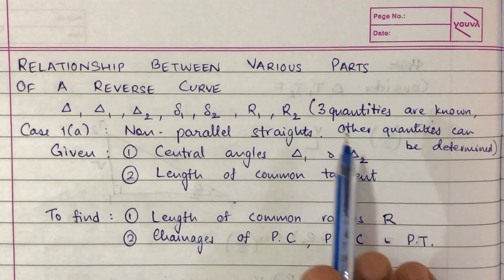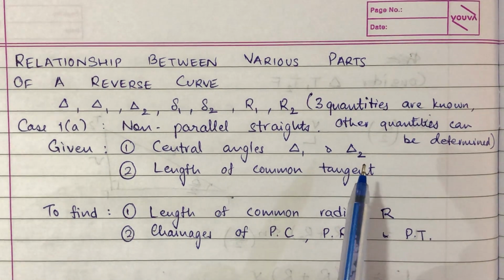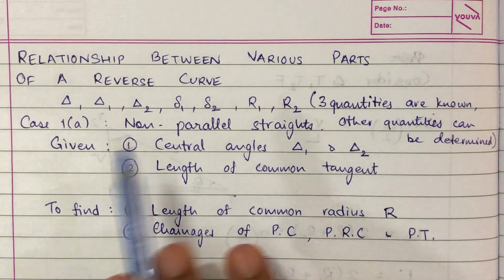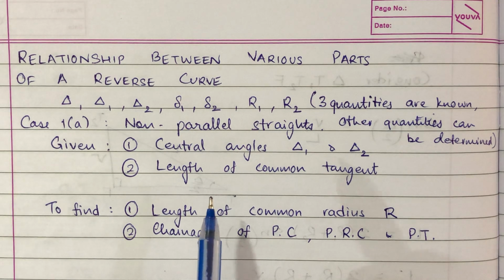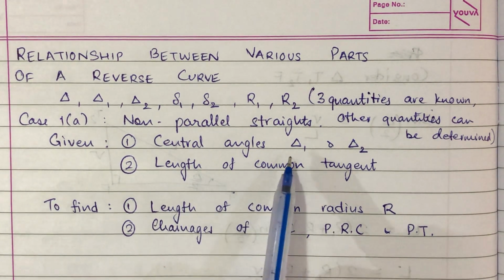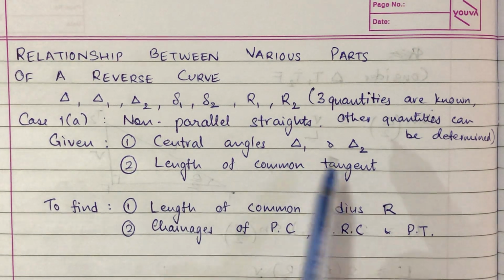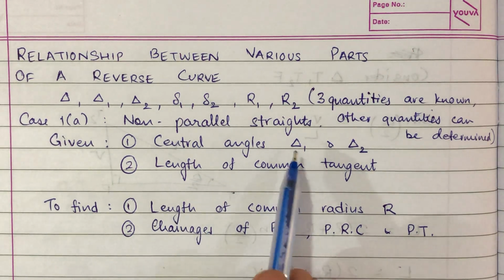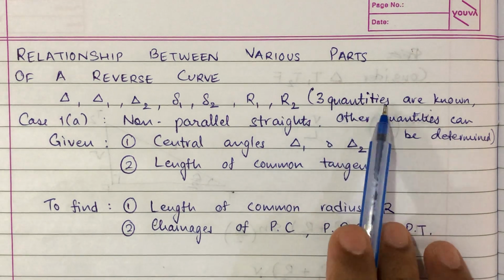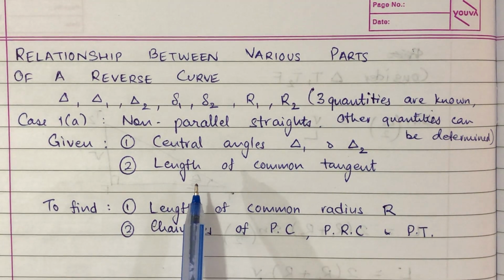So we'll solve a numerical based on case 1a, that is, for non-parallel straights. According to this case, the given parameters are the central angles delta 1 and delta 2, and the length of the common tangent is also provided. So these 3 quantities are known, and if 3 quantities are known, the other quantities can be determined.